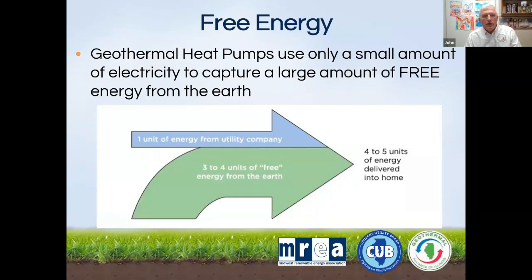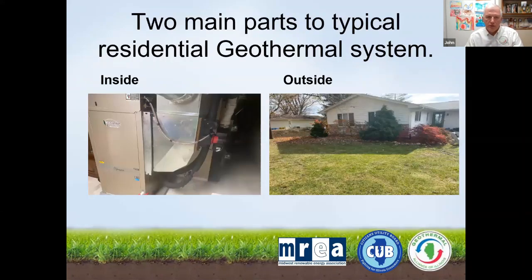Again, this is a bit redundant, but it's important, so I want to reiterate this. For every unit of energy from the utility company, you wind up with 5 units of energy into your home. In other words, you exchange $1 for $5. Everybody would do that. And that's because these systems pump water and blow air. The energy is already underground. We're simply moving it and taking advantage of the Earth's free energy.